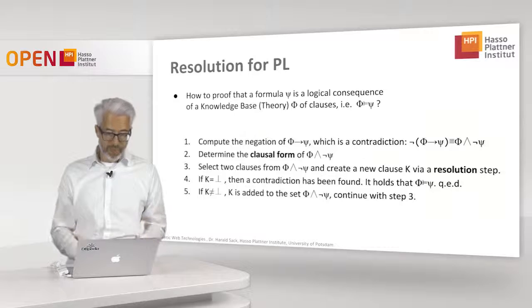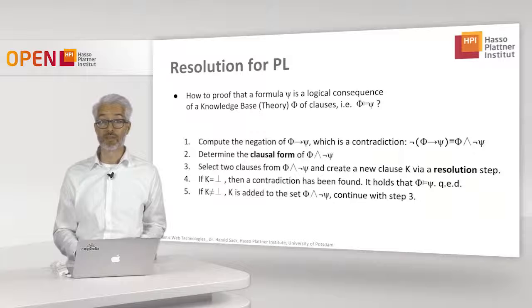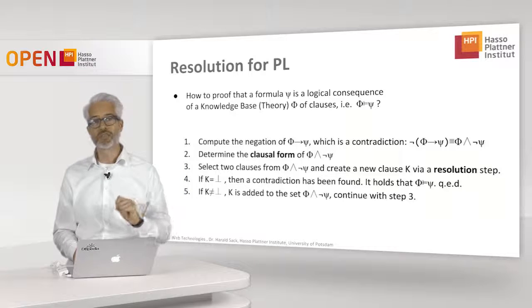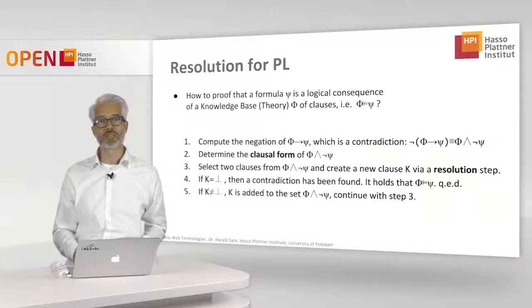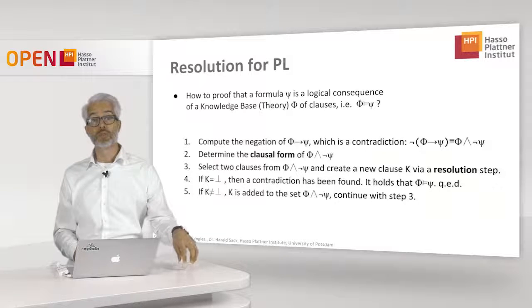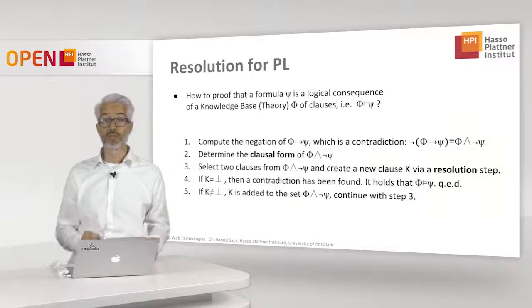So, how do we prove that the formula psi is a logical consequence of a knowledge base, a theory phi of clauses? First, we know resolution is a proof by refutation, therefore we have to compute the negation of this implication, which should then be a contradiction. So you see here, phi implies psi will be logically transformed into phi and not psi.